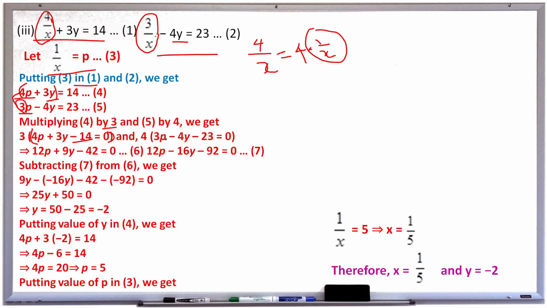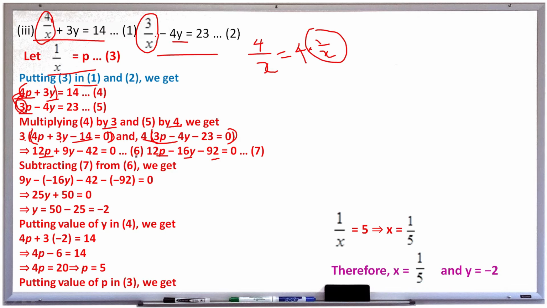Second equation, 4 into, just multiply the coefficient 4 with equation number 5. So 4 into the second equation you will get: 4 into 3, 12p, 3 into 3, 9y, 3 into 14, 42 is equal to 0. This equation, just multiply: 4 3s are 12p, and 4 into 4, 16, minus is there, so minus 16y, 4 into 23, 92 is equal to 0.